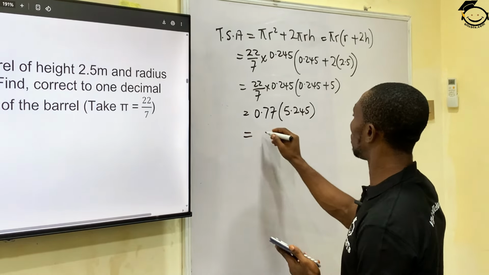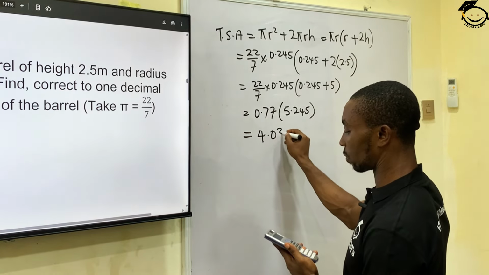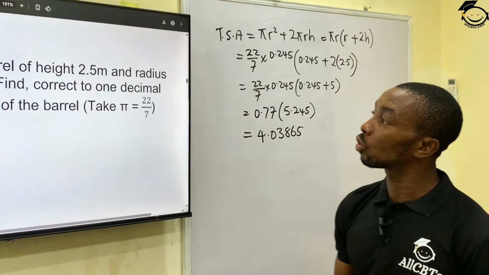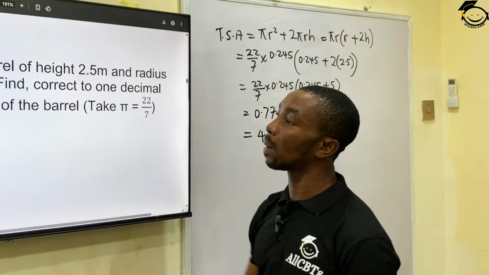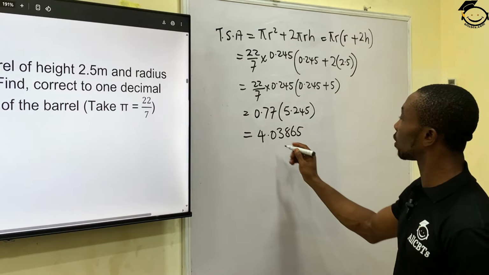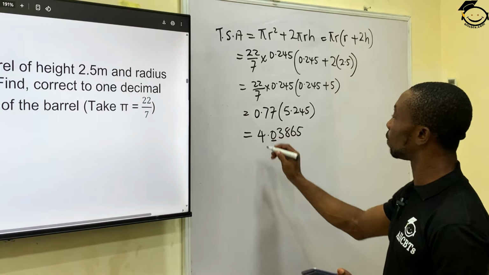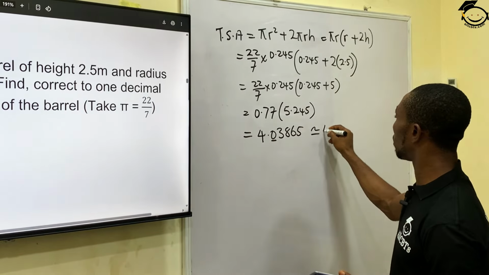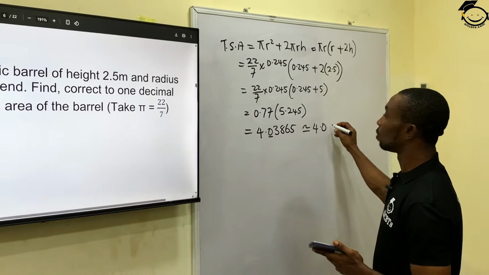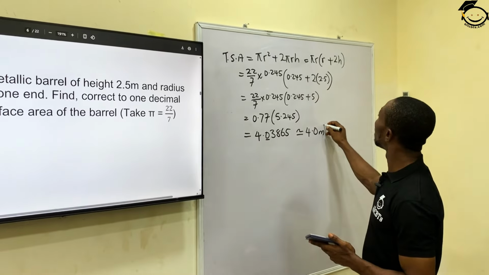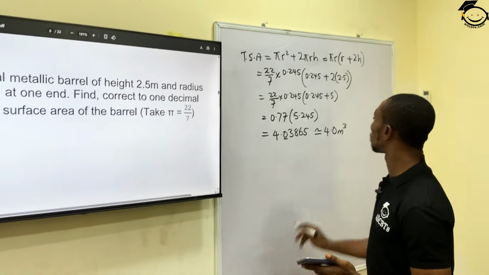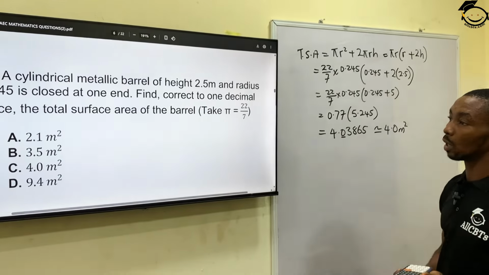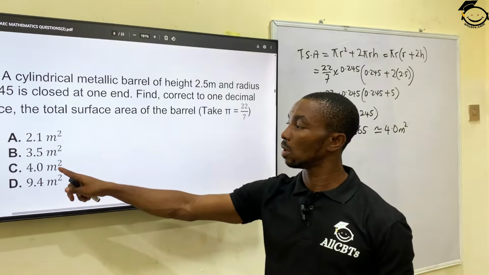So if we multiply this, we're having 4.03865. But now they said to correct to one decimal place. Correcting to one decimal place means there should just be one figure after the decimal. So to one decimal place will be 4.0 meter cube. Oh, sorry, meter square, since it's TSA, area, meter square. So that would be option C.